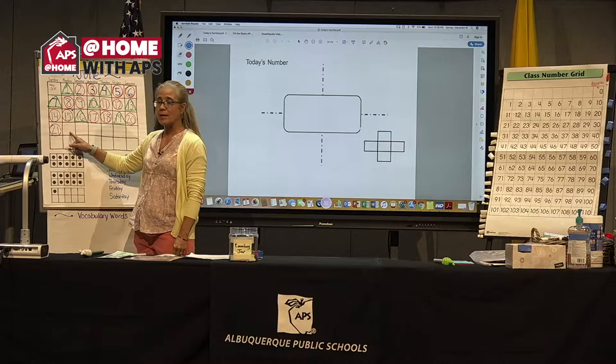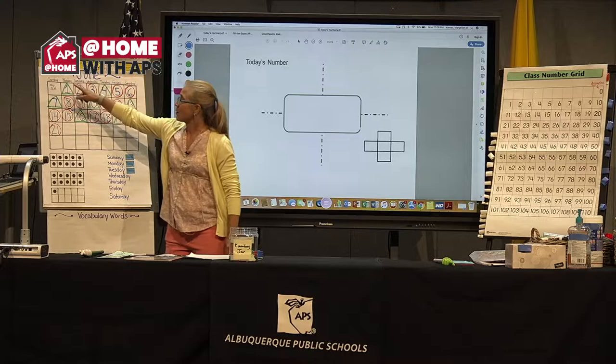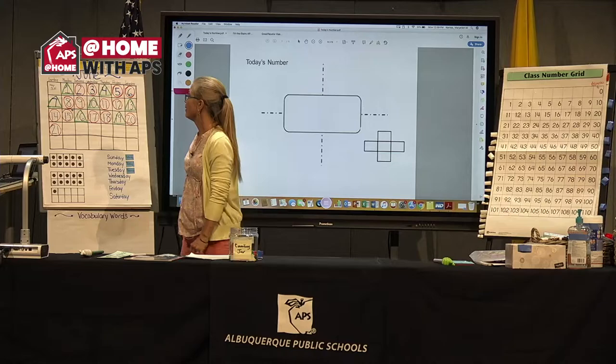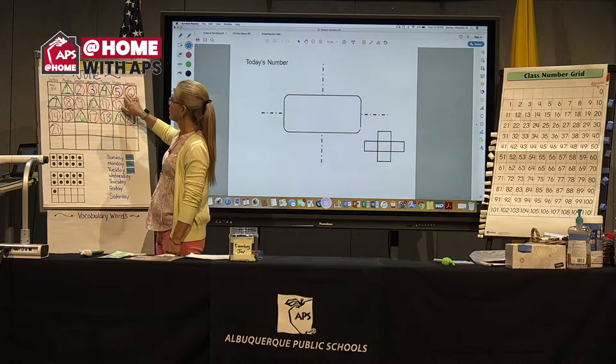So we're going to end up filling in this box here. The days of our week, I have them up here across the calendar: Sunday, Monday, Tuesday, Wednesday, Thursday, Friday, and Saturday. Those are the 7 days of the week, and you probably already know that. And then I filled out our calendar. We started June on a Monday.